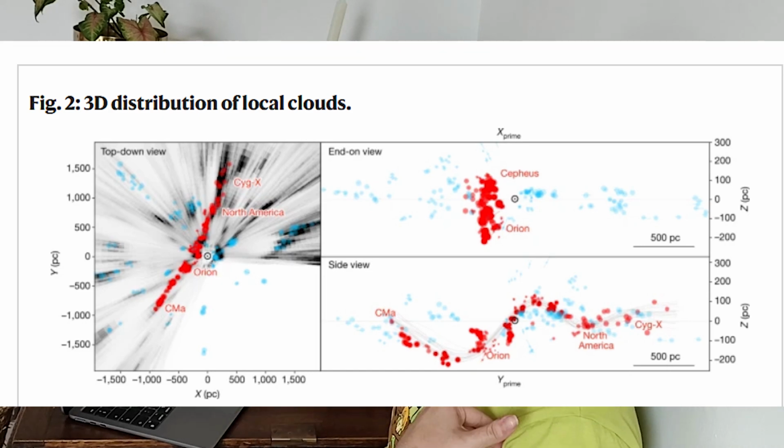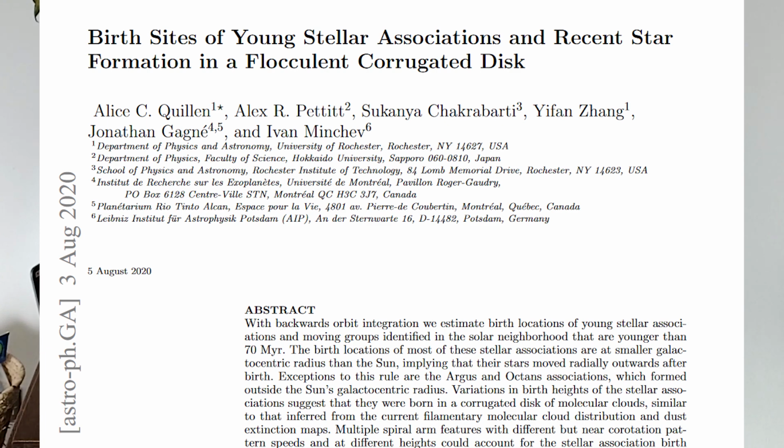The next paper I read, by Quillen et al., titled Birth Sites of Young Stellar Associations and Recent Star Formation in a Flocculated Corrugated Disk, used backwards orbit integration to estimate the birth locations of some young stars in the solar neighbourhood. And when I say young, I mean less than 100 megayears, like baby stars basically. They also looked at the birth heights of these stars and proposed that they were probably born in gas clouds in a corrugated disk, or a bending wave.